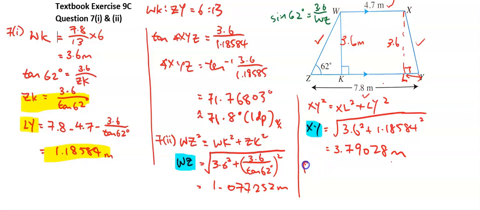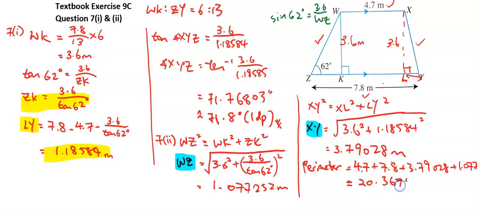So to get my perimeter, I add up all the 4 sides. So 4.7 plus 7.8 plus 3.79028 plus 4.07725. You will get 20.36753 meters. So round off to 3SF, 20.4 meters. So this is the solution to 7 part 2.